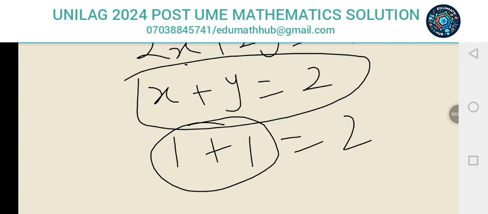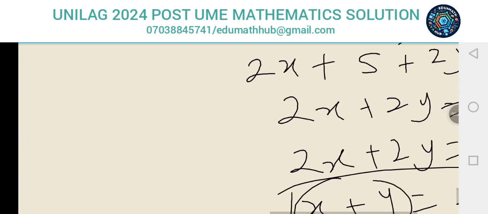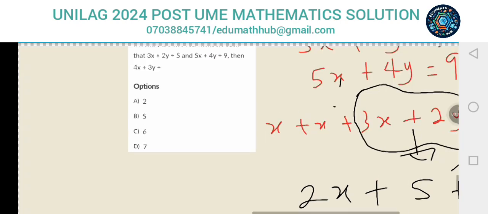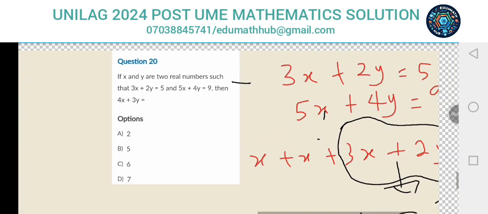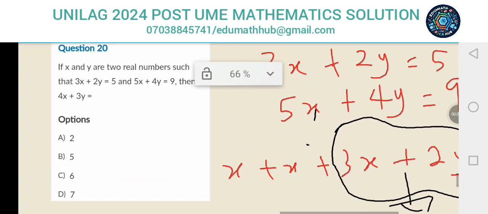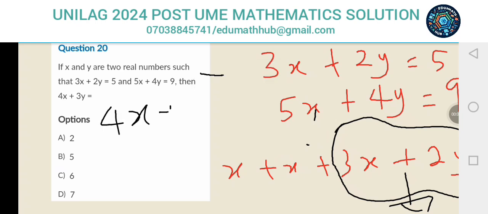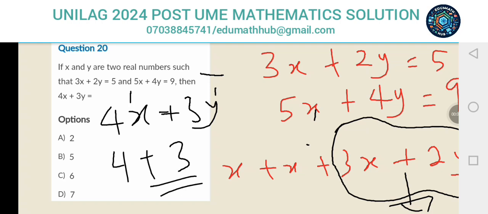So since x is 1 and y is 1, you're going to go back to what you're looking for. Come back to this part here. So from this part, x is 1, y is 1, and we have 4x plus 3y. 4 times 1 will give us 4, plus 3 times 1 will give us 3. 4 plus 3 will give us 7. So the answer is 7.